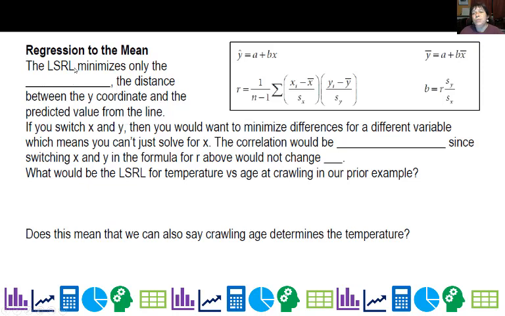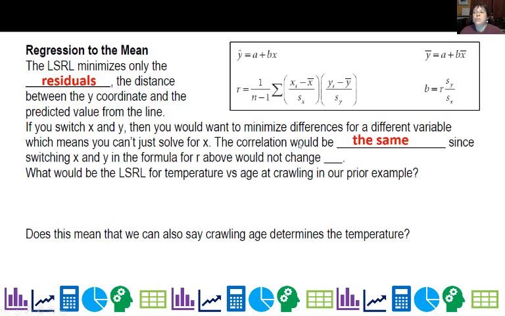Okay, so let's examine one more topic called regression to the mean. When we find the least squares regression line, we are minimizing only the residuals, the distance between the y-coordinate and the predicted value from the line. If you switch x and y, then you would want to minimize the differences for the other variable. So you can't just take a regression line and solve it for x and say, there's your new regression line. No. You actually have to recalculate everything, switching things.